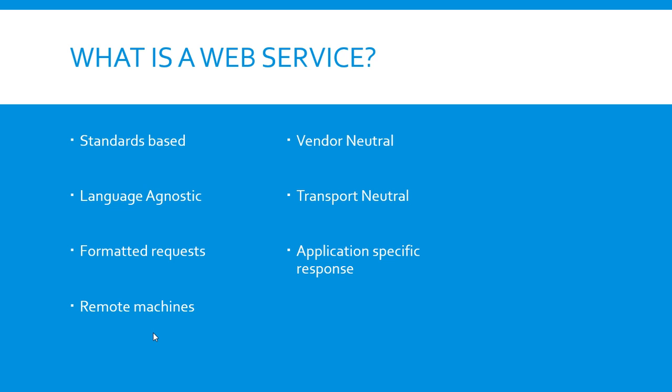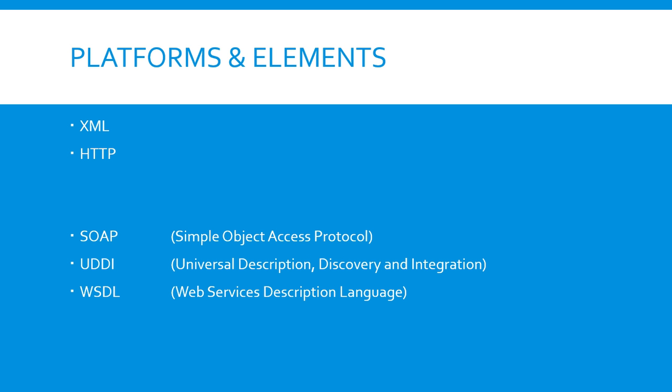So let's take a look at some platforms and elements. The basic web services platform is XML combined with Hypertext Transfer Protocol. XML provides a language which can be used between different platforms and programming languages and still express complex messages and functions. The Hypertext Transfer Protocol is the most used internet protocol. If you're familiar with websites and HTML, this of course will be important to you as well.